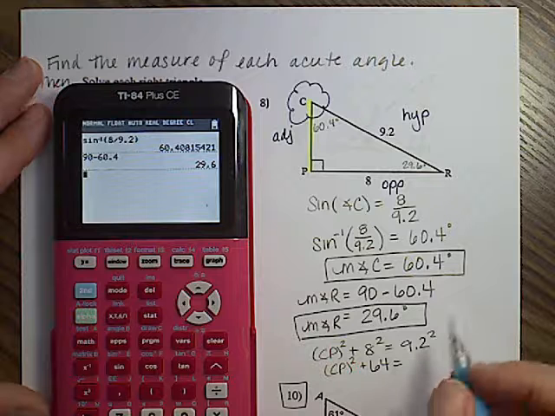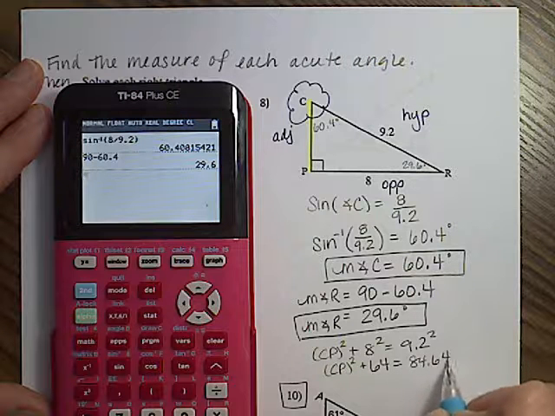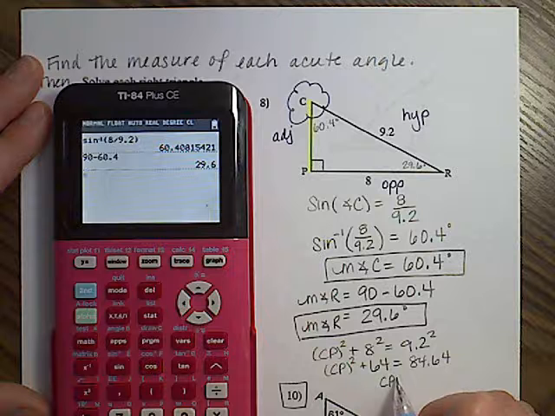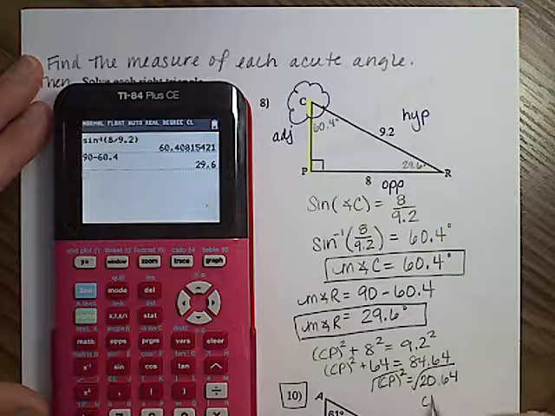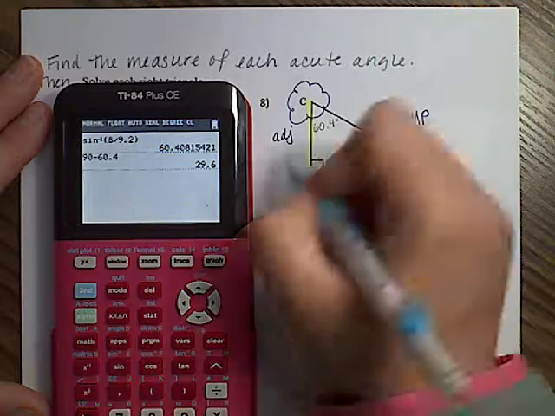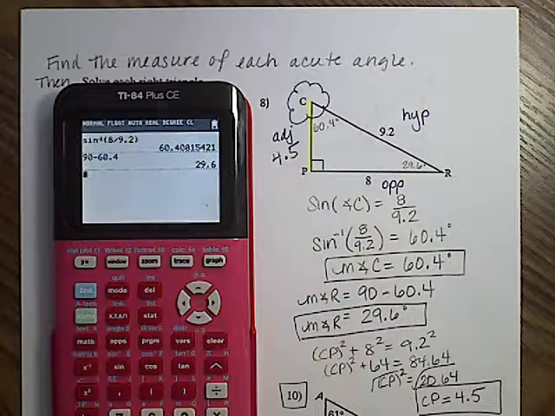CP squared plus 64 equals 84.64. Subtract 64 from both sides, and we get CP squared equals 20.64. Take the square root, and CP is approximately 4.5 units. And we have now solved our right triangle.